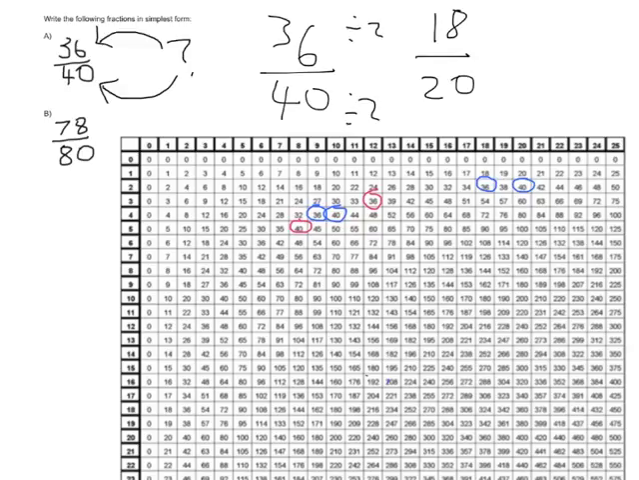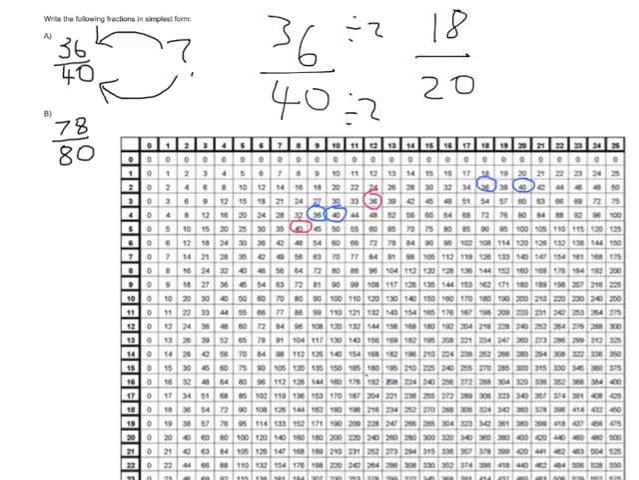Okay, so as you can see now, we've found that mystery number. That mystery number that goes into the denominator and the numerator equally is the number 2. So we've got 18 over 20. The fraction has been simplified. We've got smaller numbers on the numerator and the denominator. But is it simplified enough? Because the question's asking for simplest form. So are we able to simplify this further?